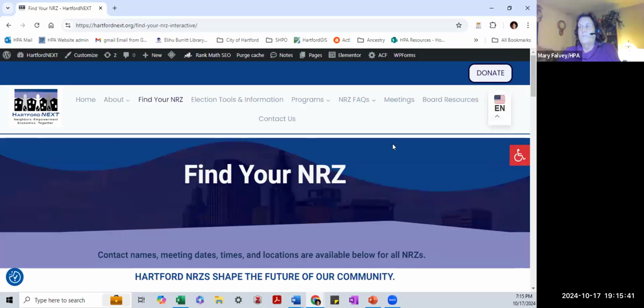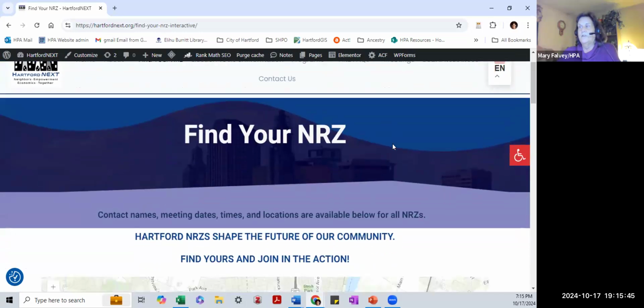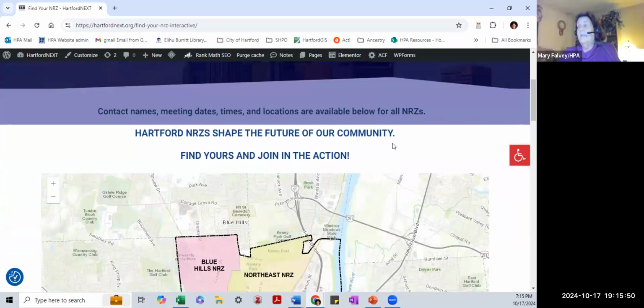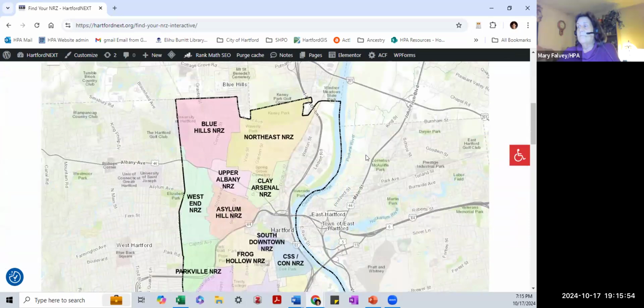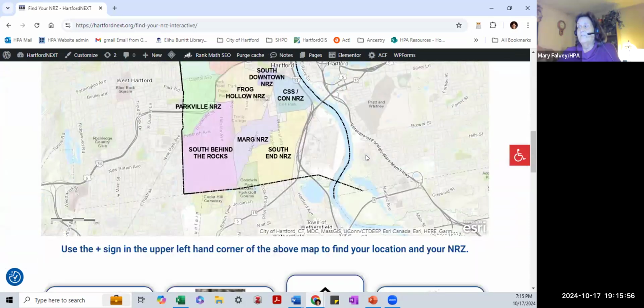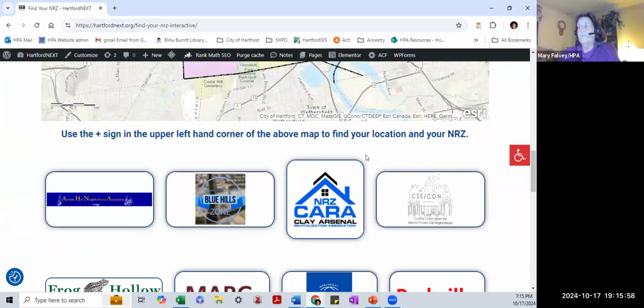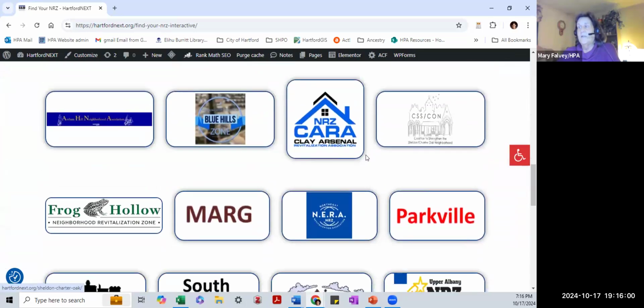An important section of our website is the Find Your NRZ. This is where, if people are looking to find what NRZ they're in, they have the map to use for that. The map expands and drills down to specific streets. But also important is we have a page for each NRZ located on our website.